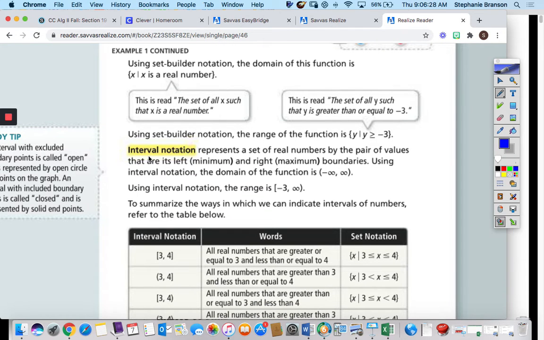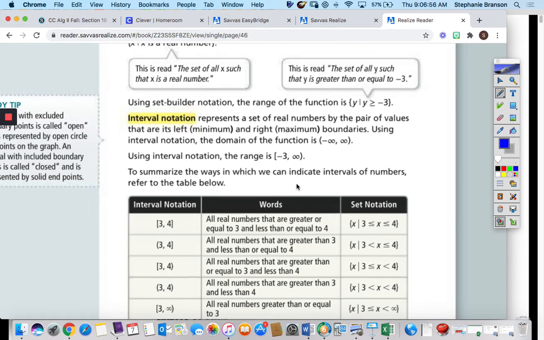Interval notation represents a set of real numbers by the pair of values that are its minimum and its maximum boundaries. Using interval notation, the domain of this function is -infinity to +infinity, whereas the range is -3 to +infinity. But do you see how there is a bracket around the -3? The reason there is a bracket around the -3 is because it is included. If there is parentheses, that means it is not included.